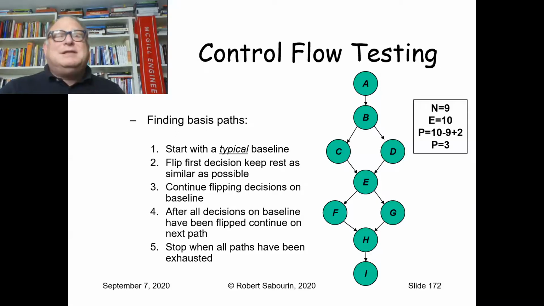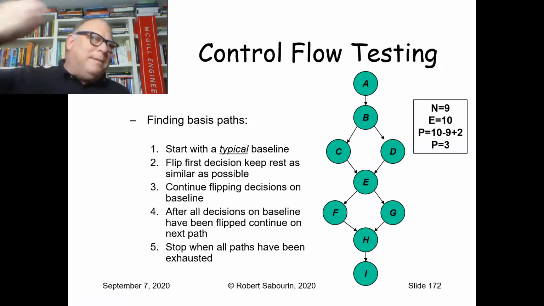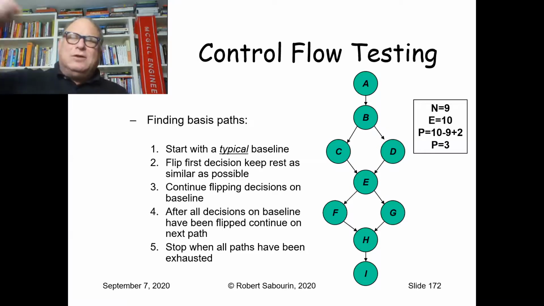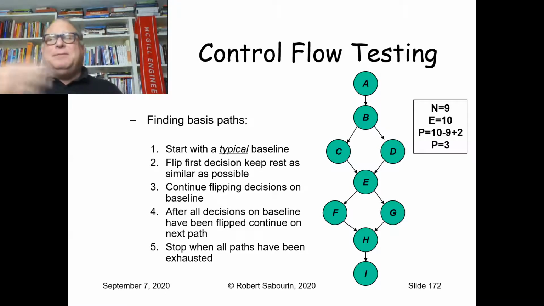Then, to find the second path, you flip the first decision in the first path, but keep the rest as close as possible to the original path. Then you go down and you continue to the third decision until you've exhausted all the decisions in the first path. Then you pop the second path off the stack and look at the next decision in that path and flip the ones until you've exhausted all of the paths.